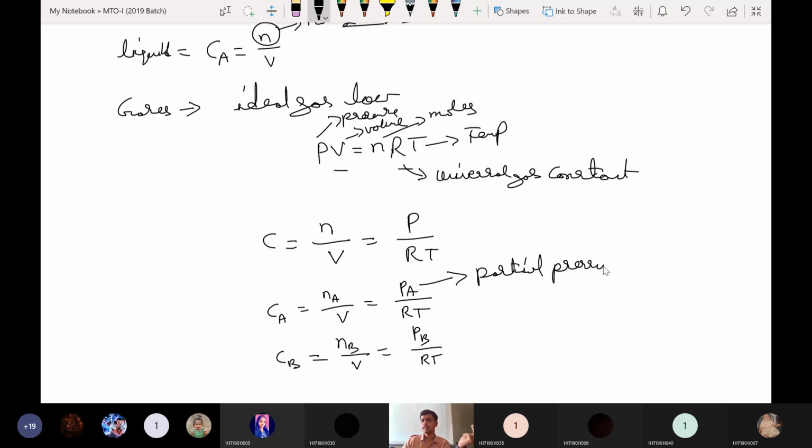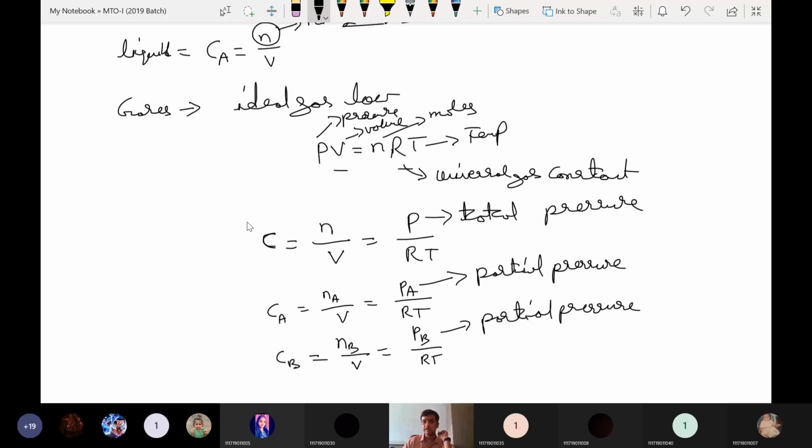In this case, this P is the partial pressure of component A, and this is the partial pressure of component B. This is the overall concentration, and this will be the total pressure. For gases, it is very convenient to measure pressures. Instead of moles of gases, if you know the partial pressures or total pressures, then it is very easy to calculate moles. But for liquids, there is no ideal gas equation; in the definition itself, there is a gas. For gases this relationship is valid. For liquids, we can easily measure moles. I hope it is clear until now.